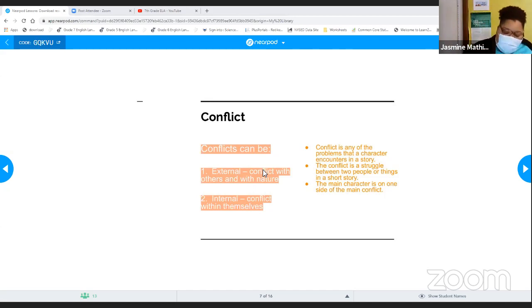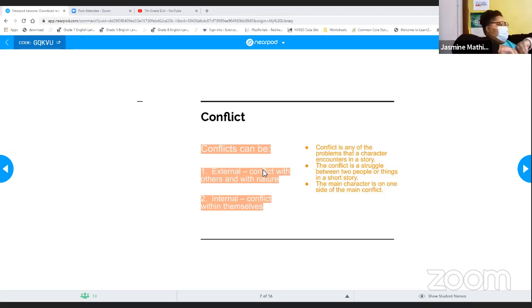So I have a problem with Luigi because every time I play with him on Mario Kart, I lose. External conflict because Luigi makes me lose, okay? External conflict. Gianna ate my lunch. So now I'm hungry. External conflict, okay? The second one is internal conflict.